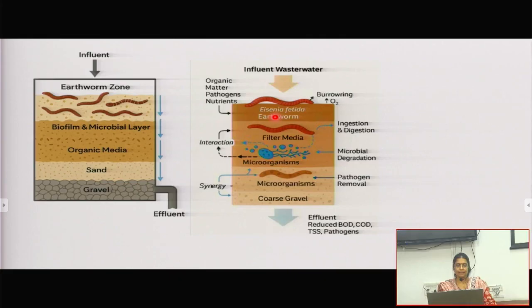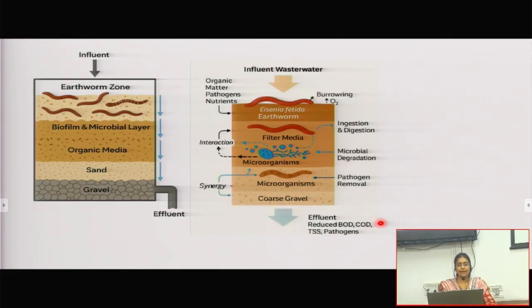So here, organic matter, pathogens, and nutrients are all present for the earthworms. And as it goes down, because there is organic matter present in the wastewater itself, there's very good microbial degradation. The bacteria and earthworms are doing their work. They make sure that the environment has enough oxygen, and together both of them see that most of the things are removed. That's why we write here that it's a synergy between the microbial action and earthworms. The effluent has reduced BOD, COD, TSS, and pathogens.